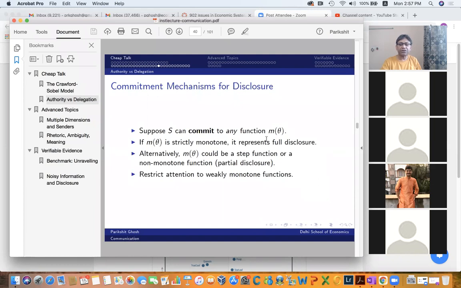Now, one way to think about it is to, again, formulate the problem as the sender committing to some function, some message function. It says, okay, I'll follow this function in my report. If theta takes some value, I'll plug it into this function. Whatever this function spits out, that's what I'll report. And suppose he has a way of committing to that function. If the m theta function is strictly monotone, then it'll be invertible, and then basically this captures complete honesty. But if it has flat parts, then that means certain intervals are not disclosed.